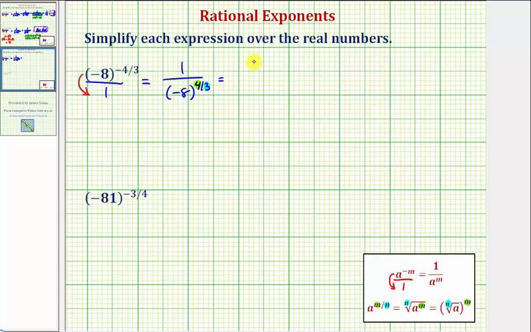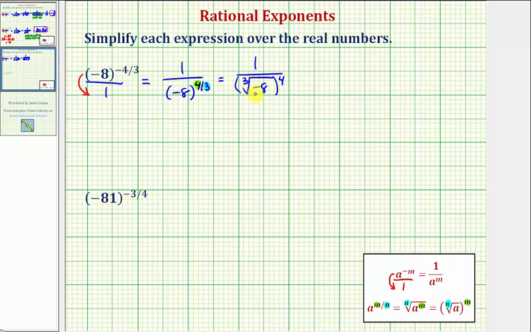So in radical form, we would have 1 divided by, again, we're going to have the cube root. The radicand is negative 8. Notice how because the negative is inside the parentheses, it goes inside the radical. And then because the numerator of the exponent is 4, all this is raised to the 4th. And let's put the exponent outside the radical.